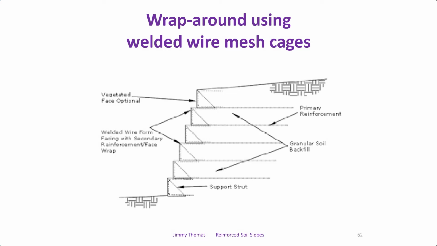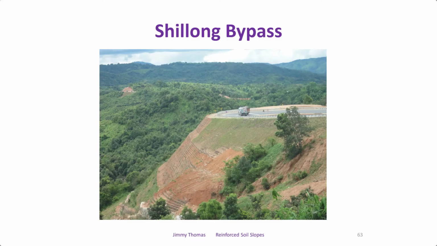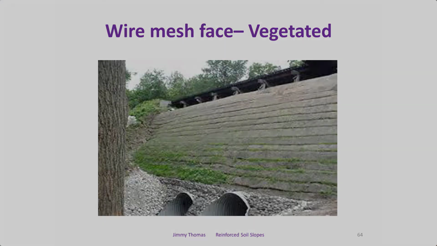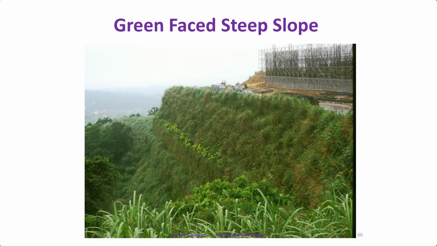We can also use welded wire mesh like that. This is again temporary. See, once the wraparound is formed and vegetation is established, even if it corrodes and goes, no issues. But then we need not galvanize actually. We can use normal welded wire mesh. But if it needs to be permanent in some cases, then it has to be galvanized. This is like a Shillong bypass. This is all wire mesh, with the vegetation fully established.